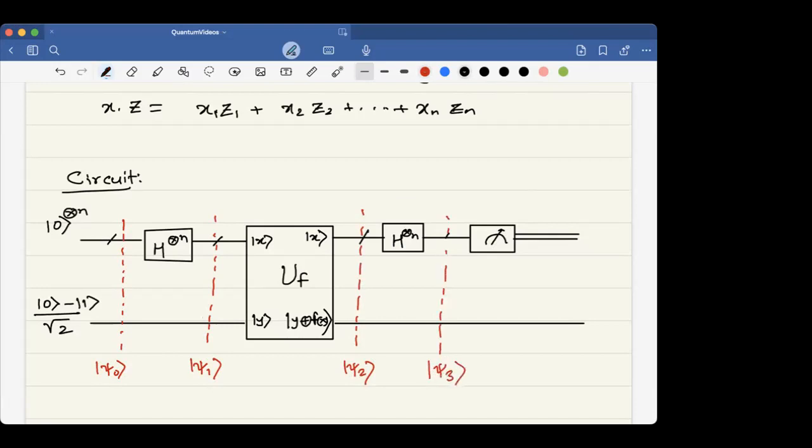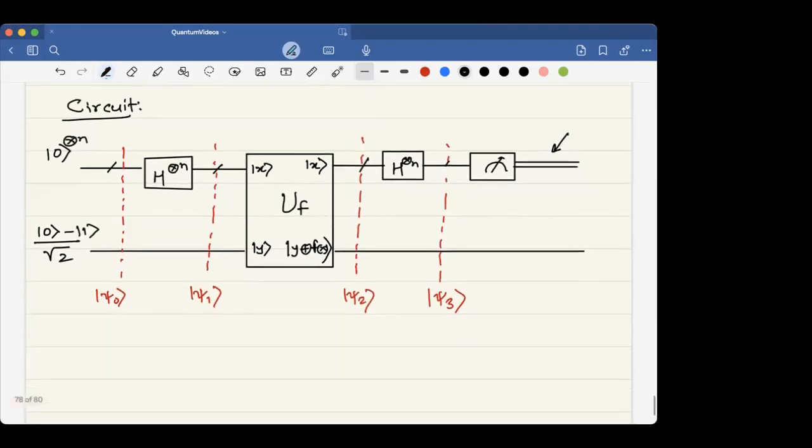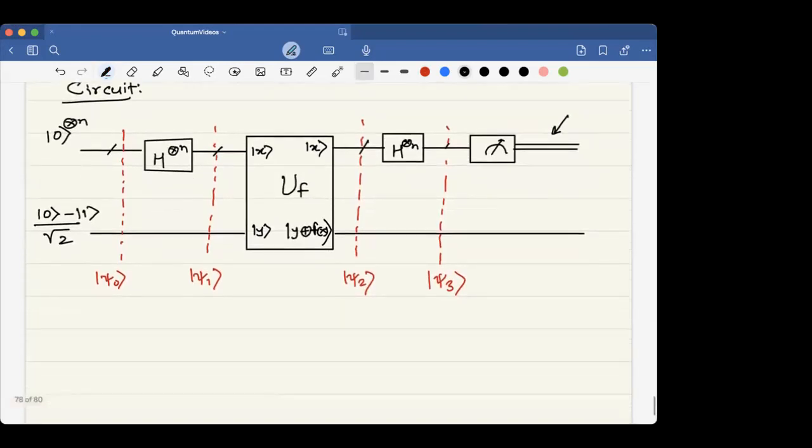All right, and so I claim that at the end over here, we will get an answer whether the function is constant or balanced. And since the circuit is called only one time, the number of queries to the oracle will be just one. So let's start with what psi 0 is. Psi 0 is just 0 tensor n tensor (0 minus 1) over square root of 2.